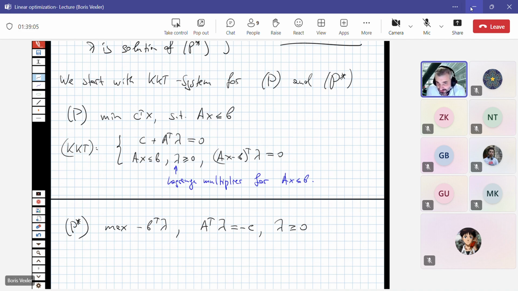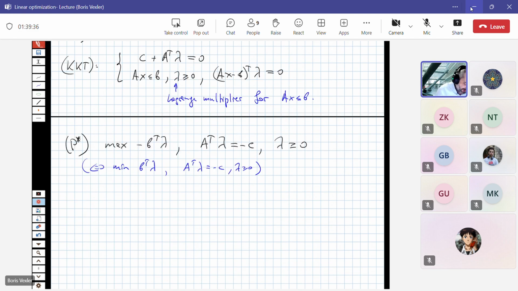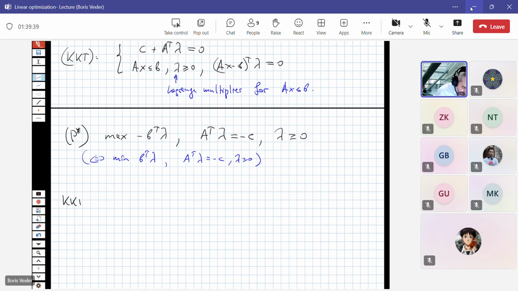Of course, this is again a linear problem. It doesn't matter that you have maximization here. If you want, you could rewrite this as minimization of b transposed lambda, A transposed lambda is equal to minus c and lambda larger equal than 0. Therefore this is in the general form of our linear optimization problem with inequality constraints and equality constraints. And now how will the KKT system, let us call it KKT star, look like?